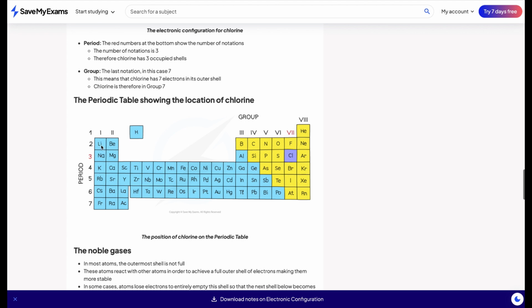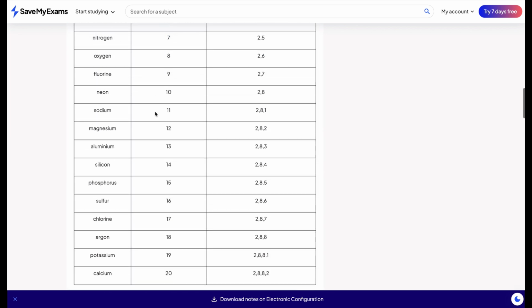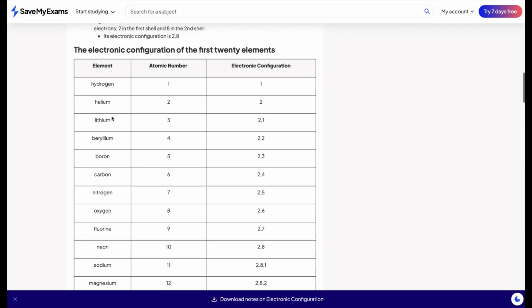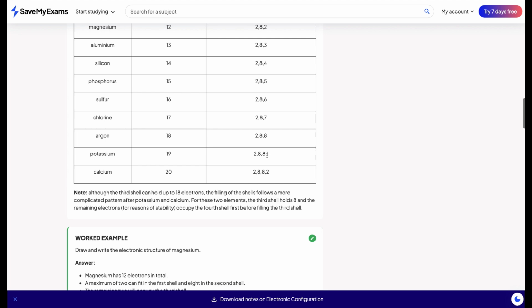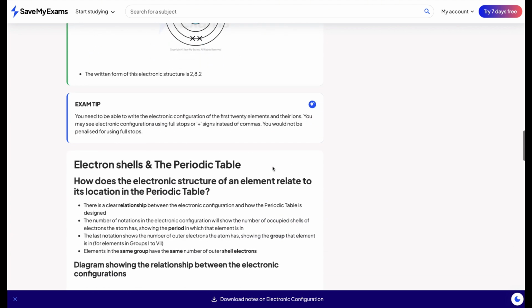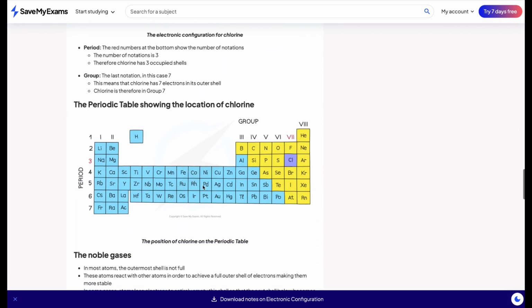Why? All group 1 elements end with 1 electron in the outer shell, like lithium, which ends with 1. If you come here, you see lithium ends with 1. Lithium is atomic number 3. Lithium ends with 1 in the electronic configuration, so it will be in group 1. Anyone that ends with 1 will be in group 1, like sodium, which ends with 1. Sodium will be in group 1 in the periodic table. Look at potassium, it ends with 1, so potassium will be in group 1. So if you do the electronic configuration, group 1 will end with 1 electron in the outer shell. So lithium, sodium, potassium, rubidium, caesium, and francium all end with 1 in the periodic table, so they'll be in group 1.